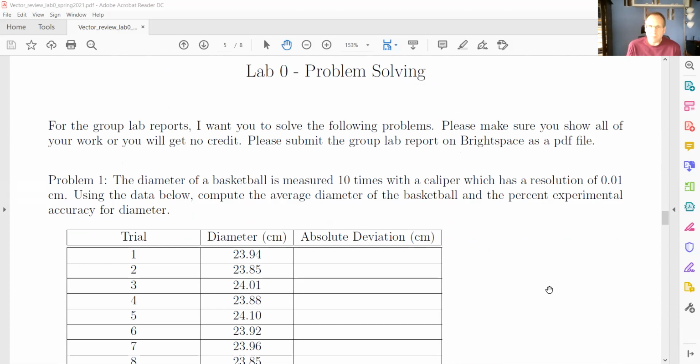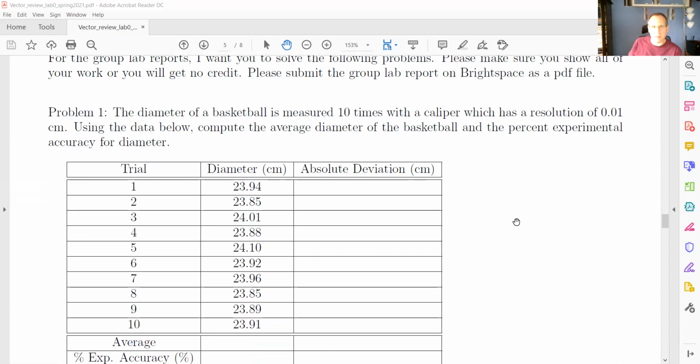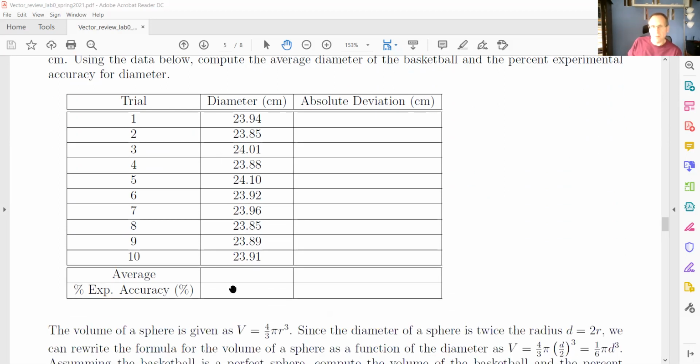So the first question is basically computing percent experimental accuracy. So I give you this problem. It says the diameter of a basketball is measured 10 times with a caliper, which has a resolution of 0.01 centimeters. Using the data below, compute the average diameter of the basketball and the percent experimental accuracy for the diameter. Okay, so find the average diameter. Then of course, remember, round it to 2 decimal places, right? Then you have to find all the absolute deviations. You average those, round to 2 places, and then you can compute the percent experimental accuracy.